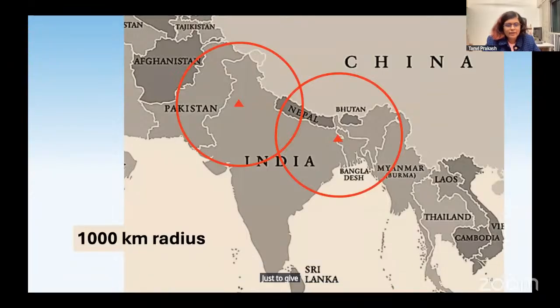Just to give you an idea of what a 1,000-kilometer radius looks like. I'm not going to get into too much detail about this, but for the Indian context, this is what it actually means.